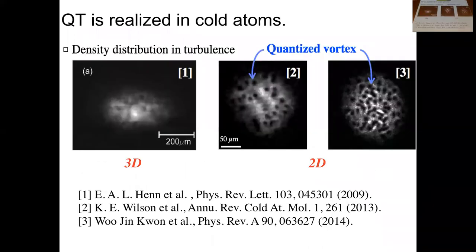After that, several experiments appeared in the community. This is the Brazilian Vanderlei Bagnato's contribution for three-dimensional tangles. This is Arizona, Brian Anderson's group. This is South Korea, Yong-il Shin's group. These groups succeeded in making three-dimensional or two-dimensional turbulence.